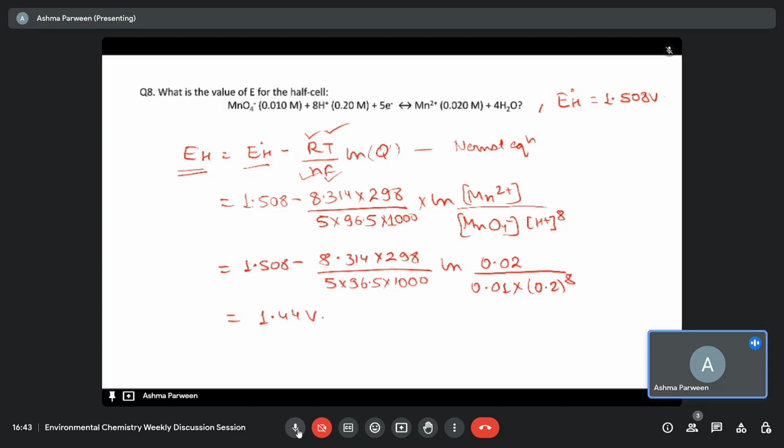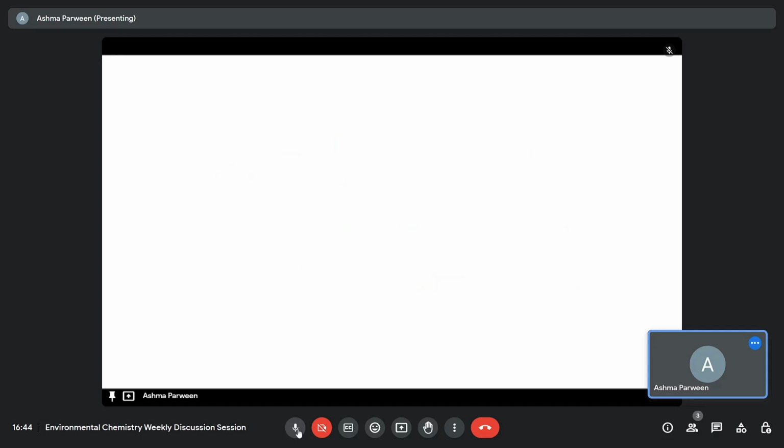So it is a pretty straightforward question based on the Nernst equation, that we have been given the EH naught, and we have been given the concentration of all the species involved in the reaction, and we have to find out the reduction potential at given conditions. So let's move to the next question.